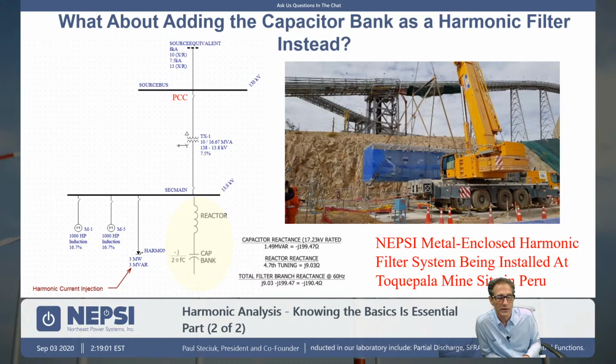The filter bank is capacitive by nature. It is putting out VARs just like a capacitor bank does. So a primary rating of a filter bank is megavars or kVAR. It's this kVAR output. It happens to be the number one reason why you install capacitor banks or filter banks on a system. You're looking for reactive compensation.